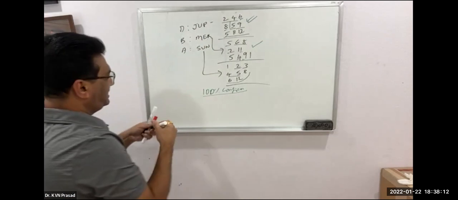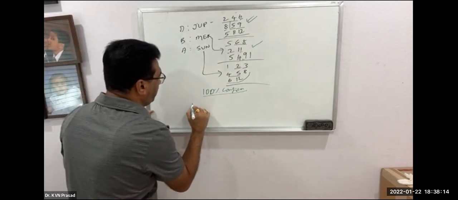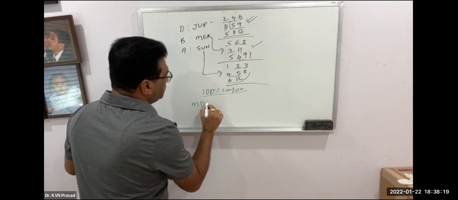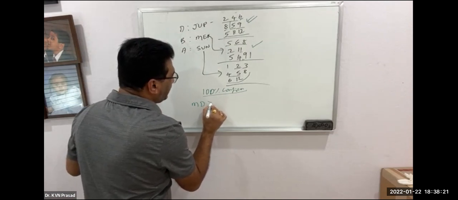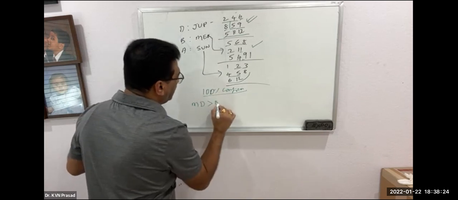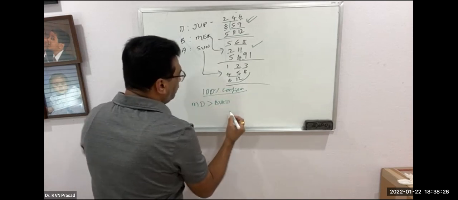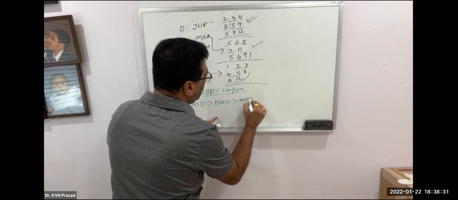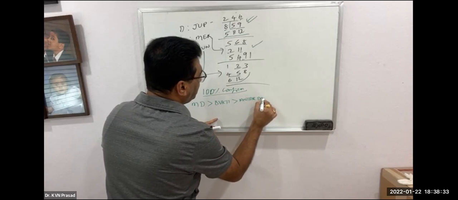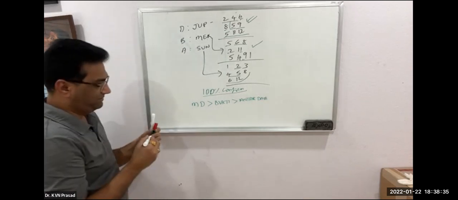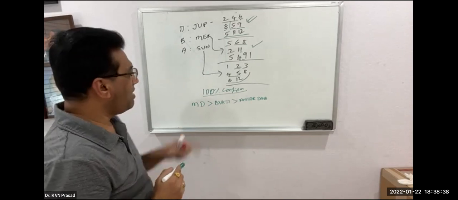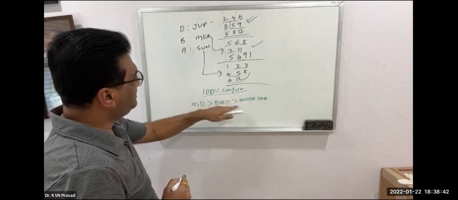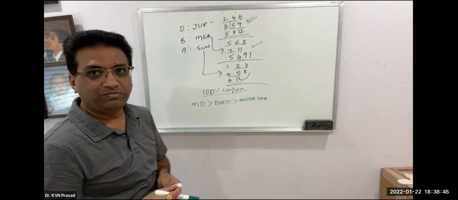Because Mahadasha is more powerful than Bhukti. Bhukti is more powerful than Antardasha. Mahadasha is highest priority. Bhukti is next. Antardasha is third.